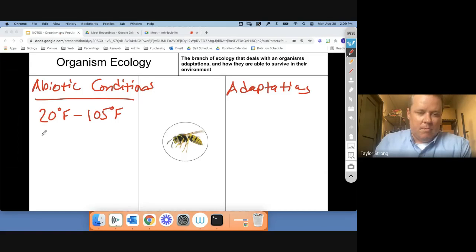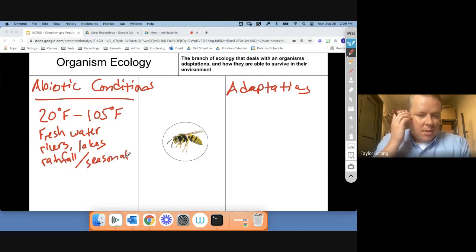We do have fresh water here, no salt water. That water is in the form of rivers, lakes, and we also get rainfall. But that rainfall is definitely going to be seasonal. Not nearly as much in the late summer as we do in the spring, and so we call that seasonal rainfall. It varies from month to month.